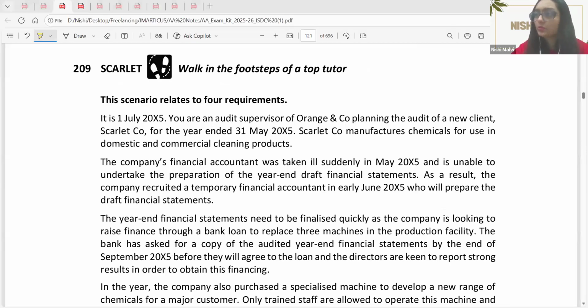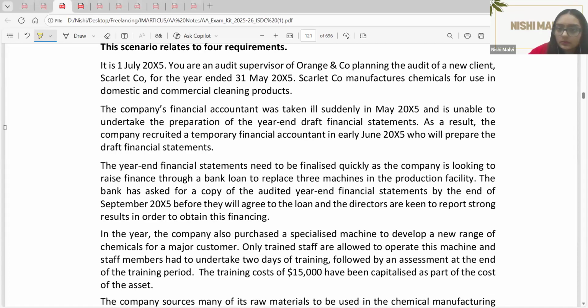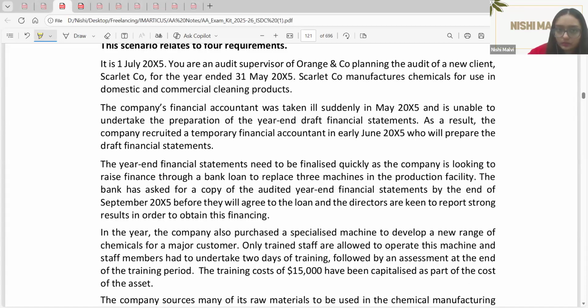So you can write down, but it's better to read the scenario and then draft so that you will be able to draft exactly on the basis of the scenario. Full mark for that. It's 1st July. You're an audit supervisor of Orange and Company, planning for a new client, Scarlett Company, for the year ended 31st May 2025. Scarlett Company manufactures chemicals for use in domestic and commercial cleaning products. Okay, this is producing chemical.